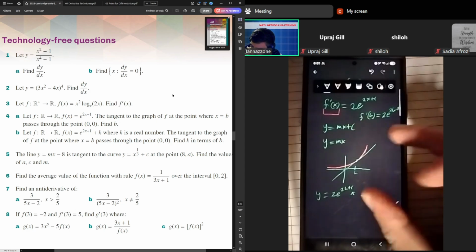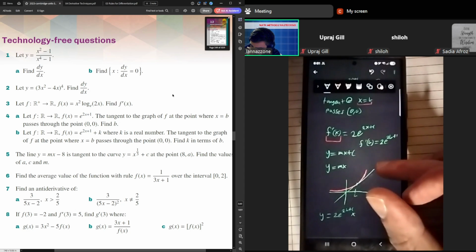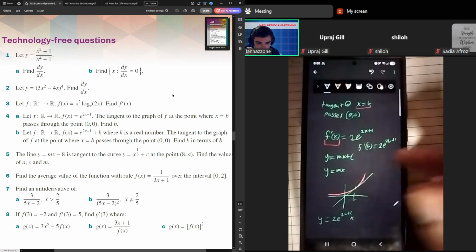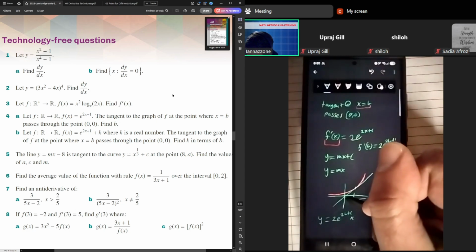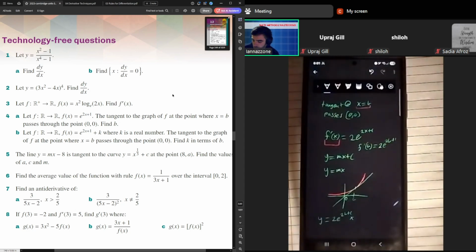There is one other point that's not necessarily told to us, but is implied. If we can't use the 0, 0, the origin, what other point do we know exists on the linear?